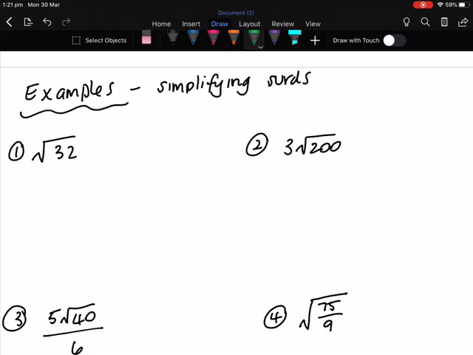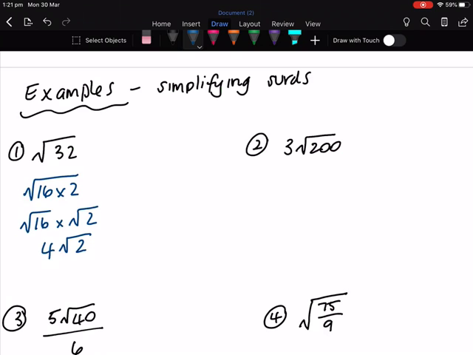Okay, here we go. Examples of simplifying surds. So, the square root of 32. What I'm trying to do here is come up with two factors of 32, and we want one of them to be a square number or a square factor. So 2 times 16 in this case works. So I can rewrite that as the square root of 16 times 2, which is the same as the square root of 16 times the square root of 2. The square root of 16 is 4, so that's 4 times the square root of 2.